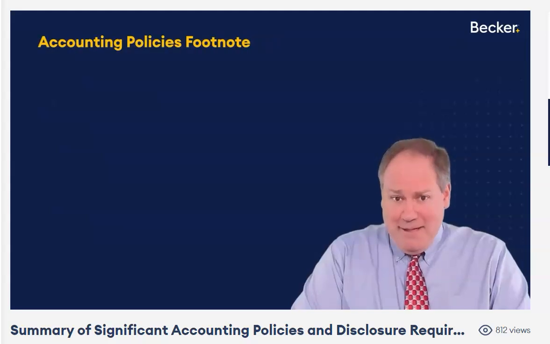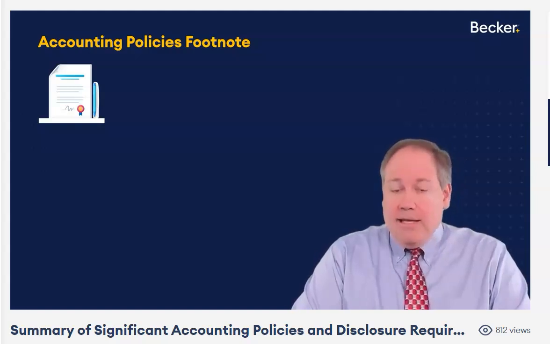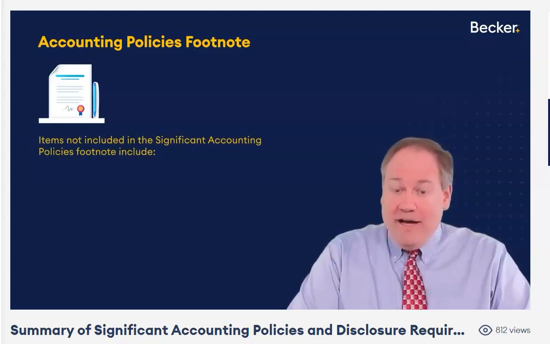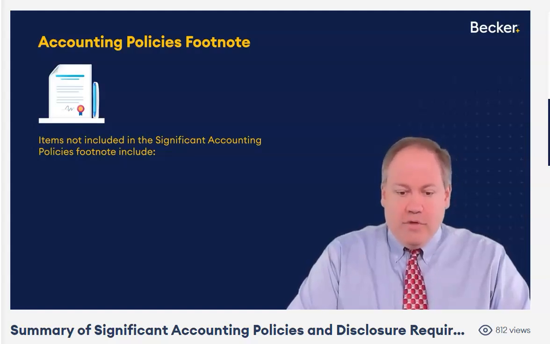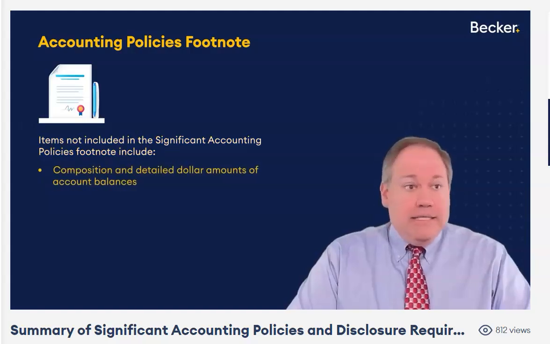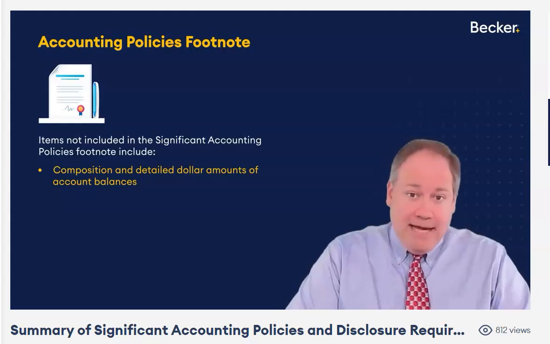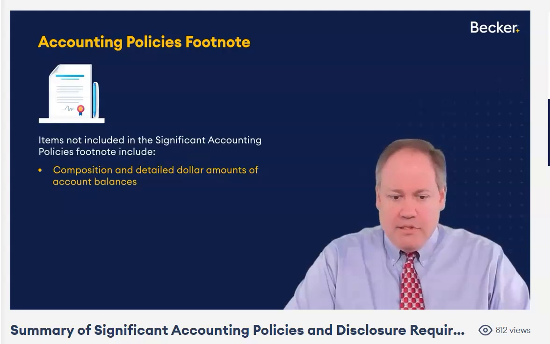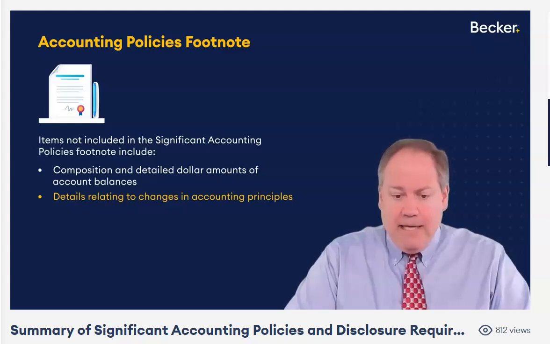Now, to make sure this is clear, with this statement I'm saying these are items that are not included in the significant accounting policies footnote. I am not saying they are not in the notes. In fact, that's quite where you will find a lot of these things, in specific notes that would follow later in the footnotes. For example, if you are providing details as to the composition and amounts of a balance sheet item, yep, that's going to be in the footnotes, but that would not be appropriate for the significant accounting policies note. Details regarding a change in accounting principle would not be.